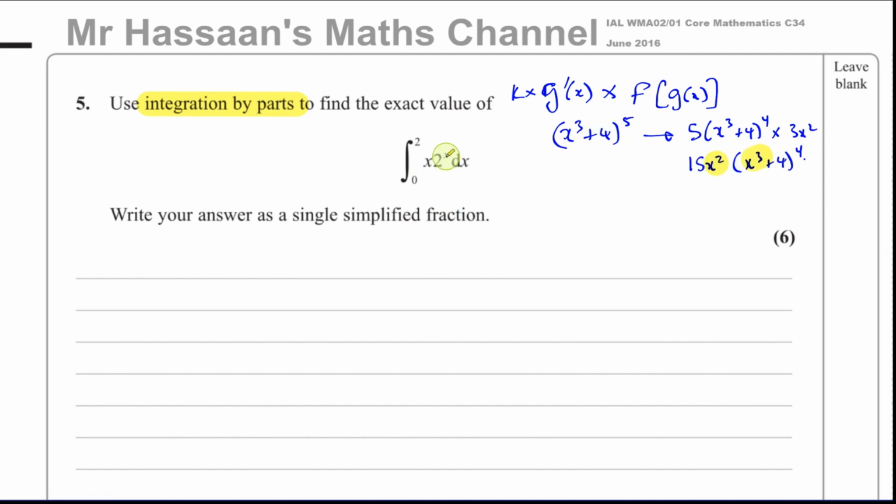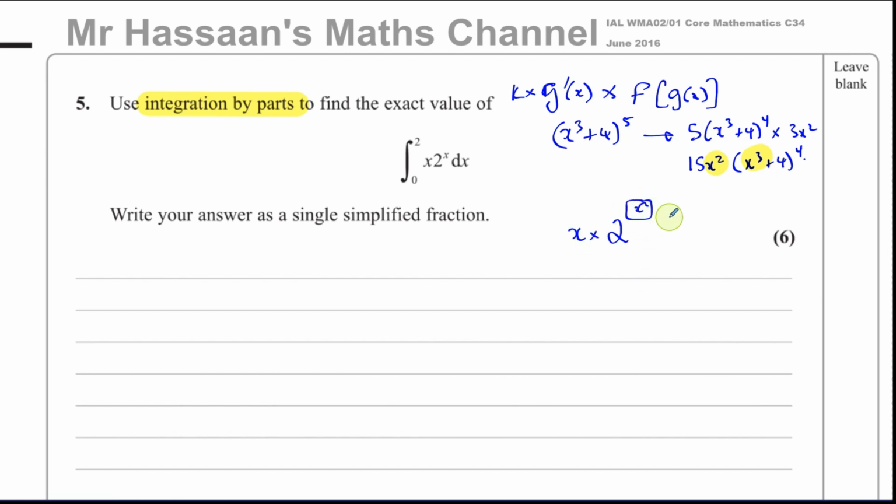Now in this case, the main function here is 2 to the power of x. 2 to the power of something is the main function. All right? And inside it is x, and outside it is also x. So if you differentiate x, you don't get x, you get 1.